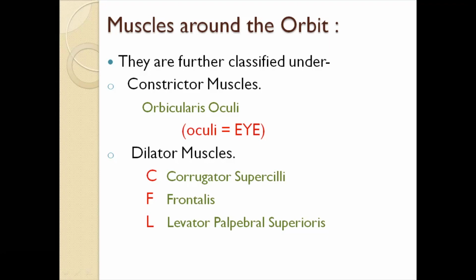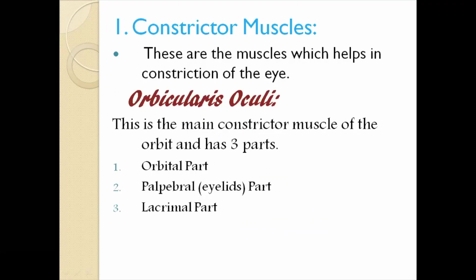Okay, so now let us begin with the constrictor muscle. The constrictor muscle has one group of muscle, that is orbicularis oculi, which has a very important function of constriction of the eye. Now, orbicularis oculi has mainly three parts, okay? The orbital part, the palpebral part, and the lacrimal part.